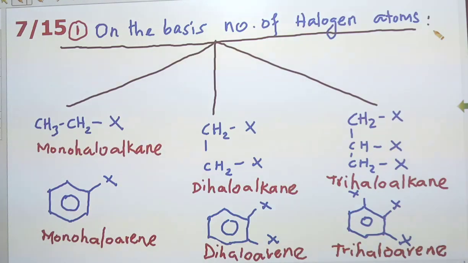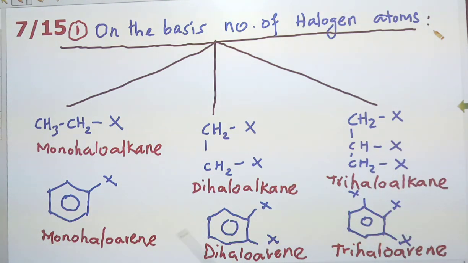Let us see the first classification on the basis of number of halogen atoms. In haloalkane, if only one halogen atom is attached to alkane, we call it monohaloalkane. If two halogen atoms are attached to alkane, we call it dihaloalkane. If three halogen atoms are attached to alkane, we call it trihaloalkane.